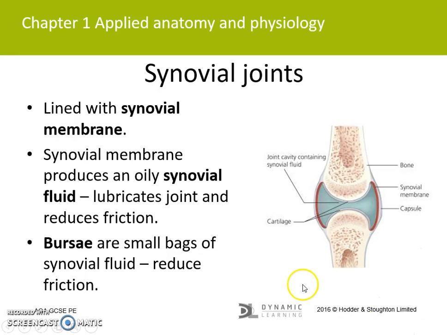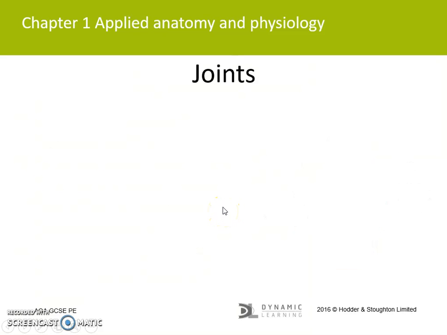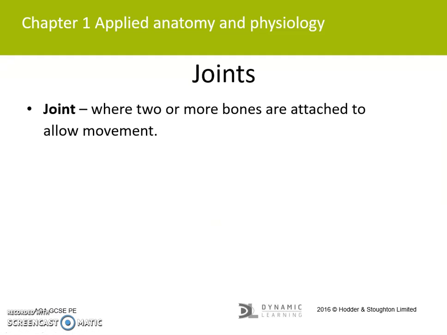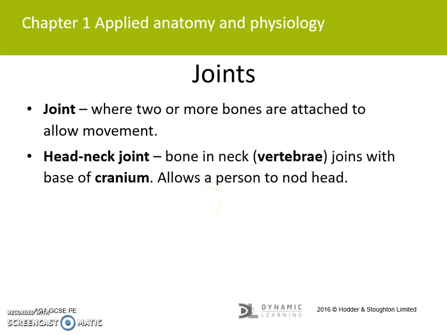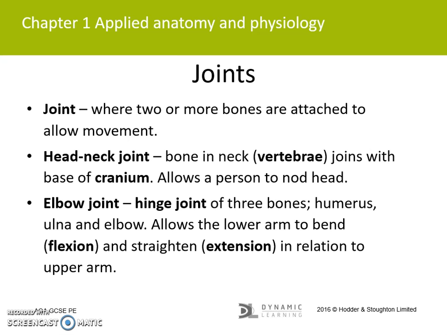You've also got something called bursae, and bursae are small bags of synovial fluid, and they reduce any friction around the joint. Now, a joint, and we've mentioned that word many times already, is any time where two or more bones meet or are attached, and it allows movement to occur. Now, the head and neck joint, so you've got the bone in your neck, your vertebrae, which joins with the base of your cranium or your skull, and that allows you to nod your head. So that's a little joint there between your neck and your head bones.